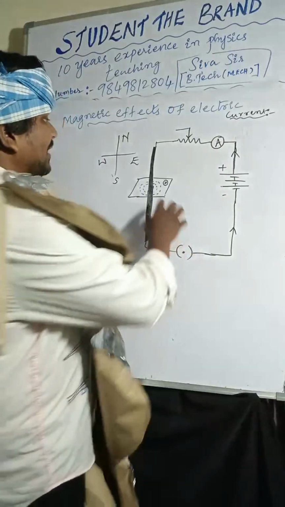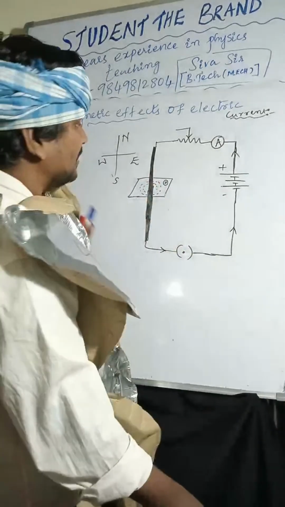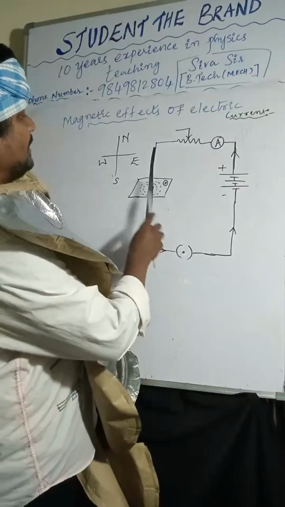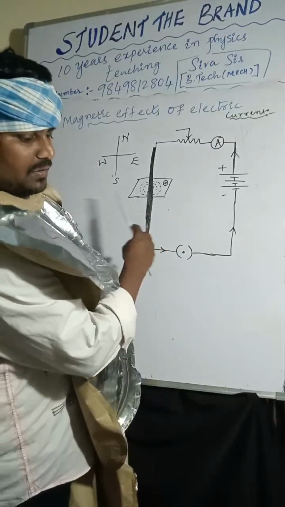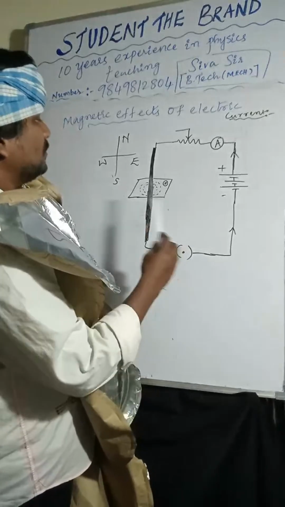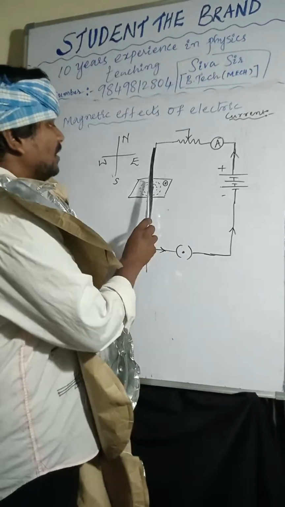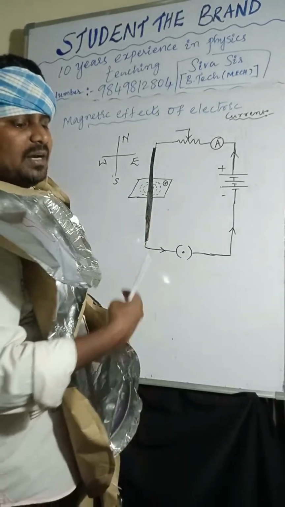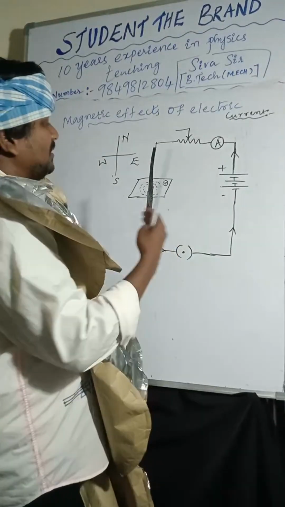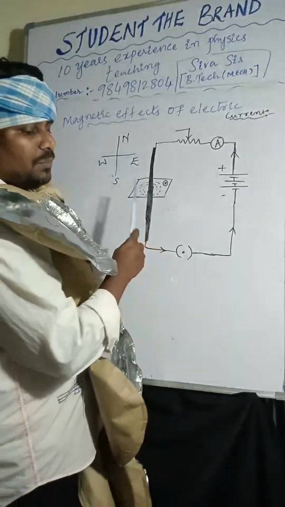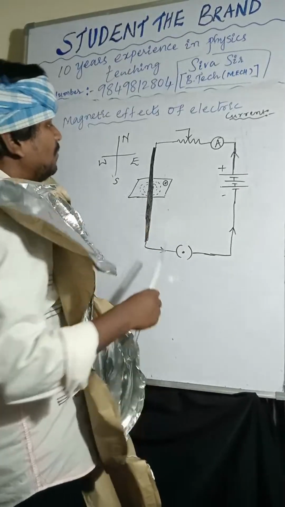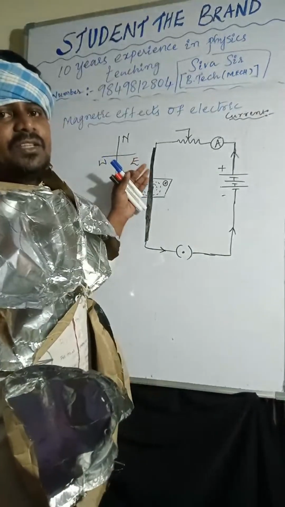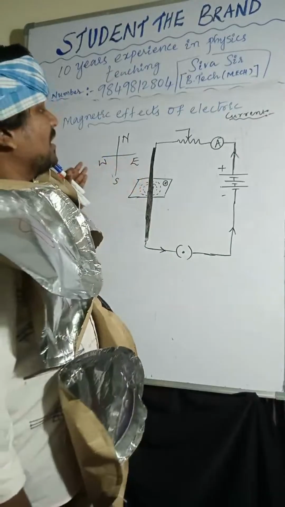Around the conductor, there are concentric circles. Concentric circles means, taking the center of the rod, loops or circles form around it. Those are called concentric circles. Near the conductor, the concentric circles will be more. Away from the conductor, the concentric circles will be less, because the magnetic field is stronger near the conductor. If you move away from the conductor, the magnetic field will be less.